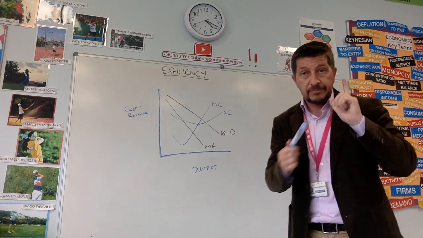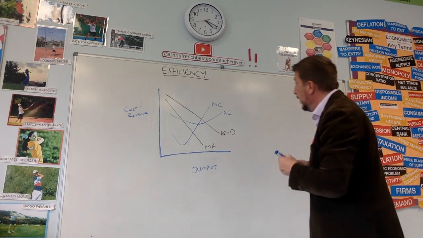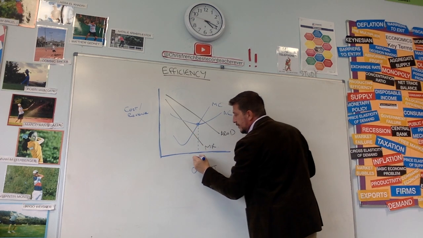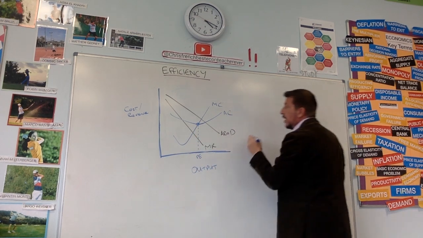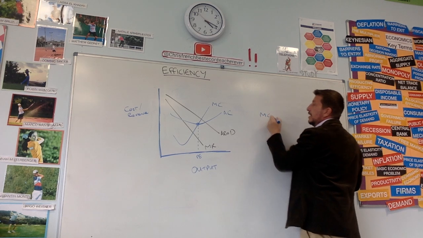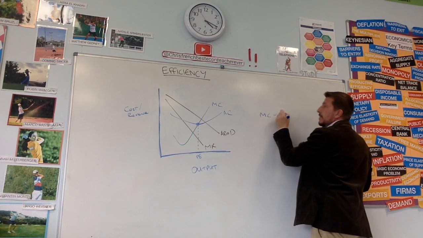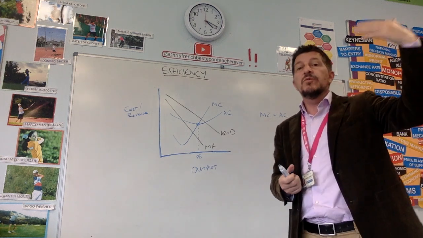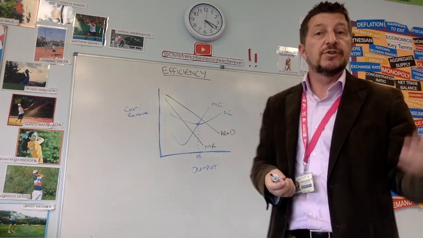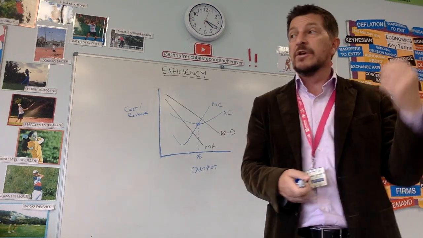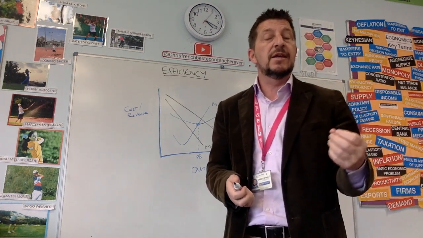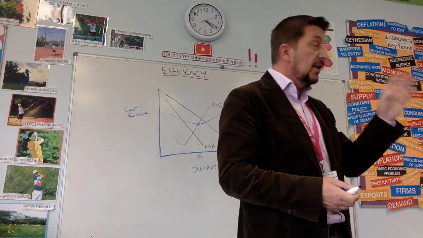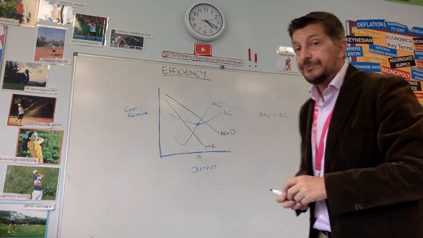The first one is productively efficient, and that is here. Productively efficient. This is where our MC crosses our AC. Effectively, it is the point at which you are producing in the most efficient manner. You've got the lowest average unit cost. You are maximizing your economies of scale. Okay? And that is an important point on that graph.